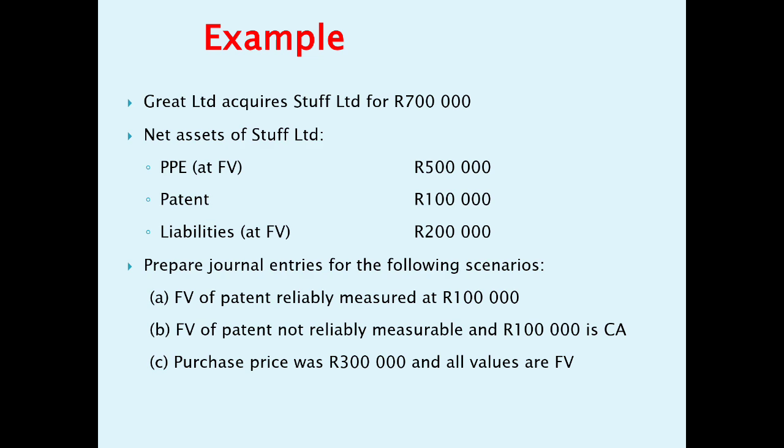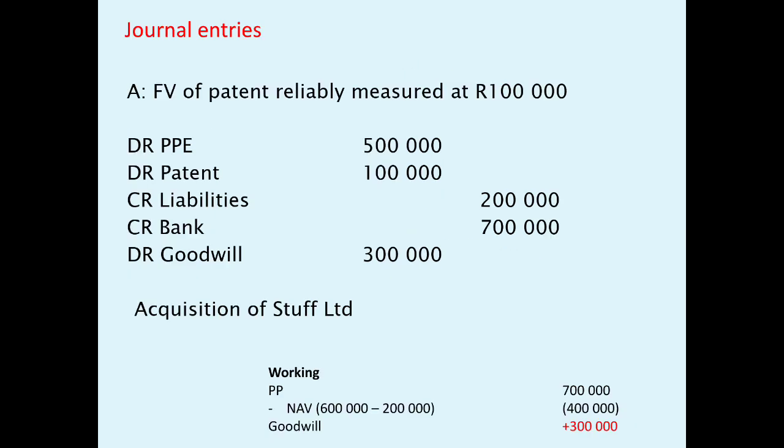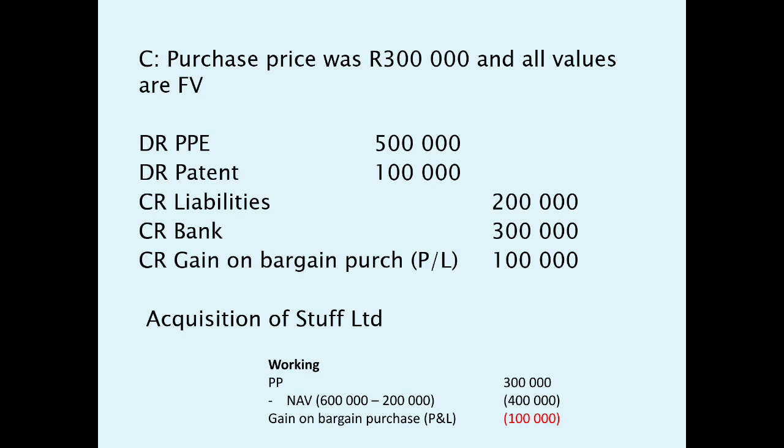And for the third one, your purchase price was 300,000 Rand and all values are future value. So now instead of the 700,000, let's assume the purchase price is 300,000. So you're going to credit bank for 300,000 obviously. You credit liability, same thing you did before, debit this, debit this. The missing figure will be, but now it won't be goodwill.